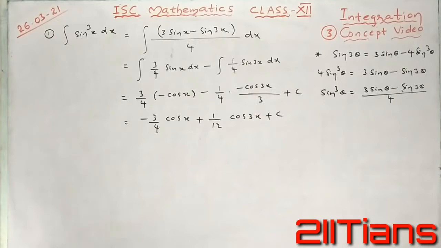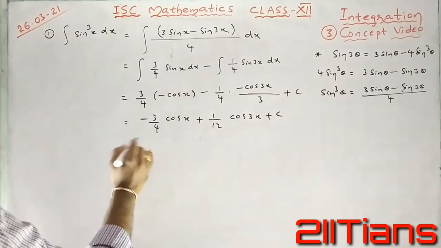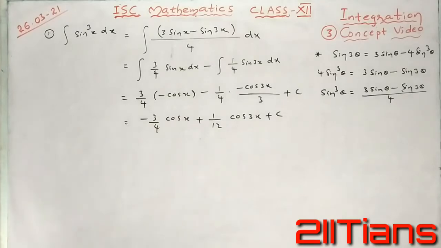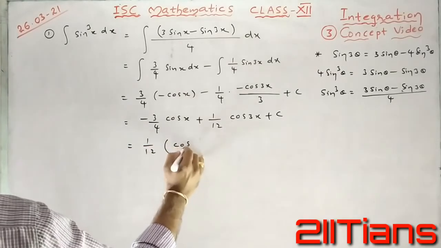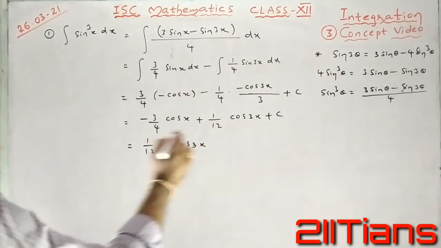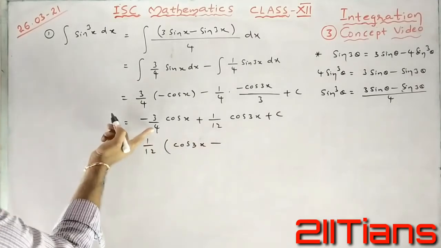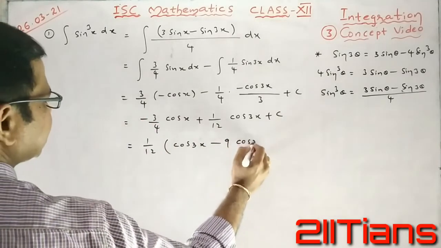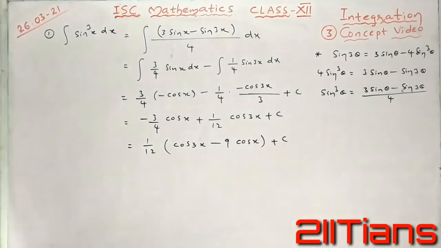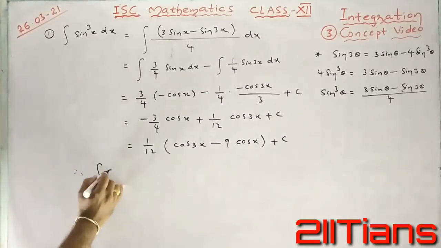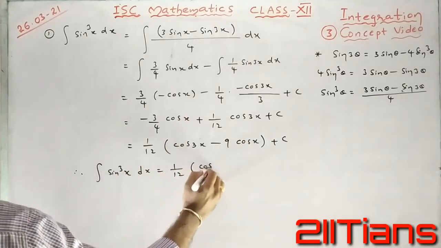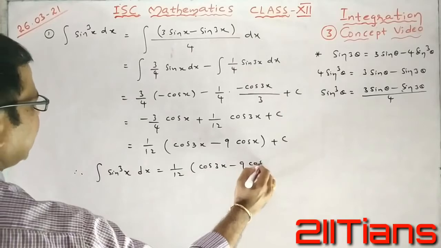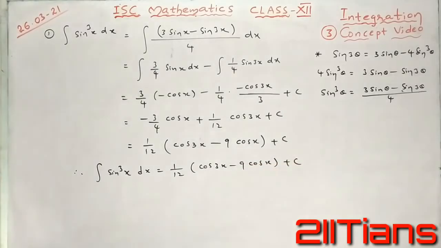Or we can take 1 by 12 common. If you take 1 by 12 common, here we have cos 3x minus, here I don't have 12, so you will get minus 9 cos x. Multiply and divide with 3, you will get that. So that is the way we can write. Therefore, integral sin cube x dx equals 1 by 12 times (cos 3x minus 9 cos x) plus c. Okay?